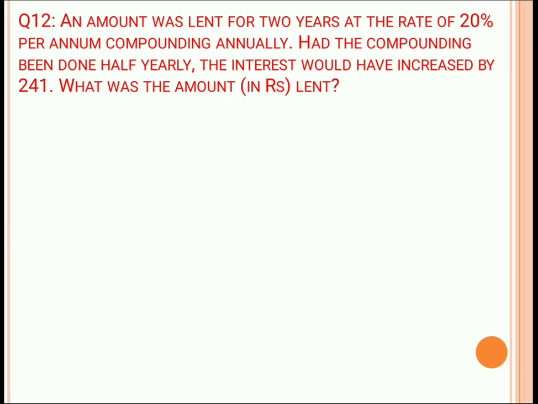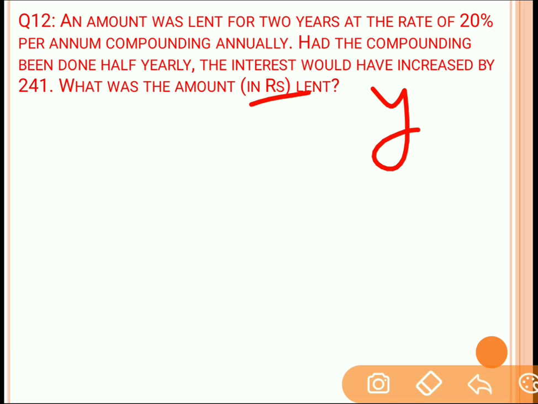Let's say that the amount which is lent in rupees is y. Then it has been told that if the amount is lent for 2 years at 20% per annum compounded annually, that is it is given at 20% per annum at compound interest. However, instead of compounding annually, if the compounding is done half yearly on the same amount at same rate of interest, then interest which you will get will be 241 rupees more as compared to that of the interest which would have been obtained when it is compounded annually.